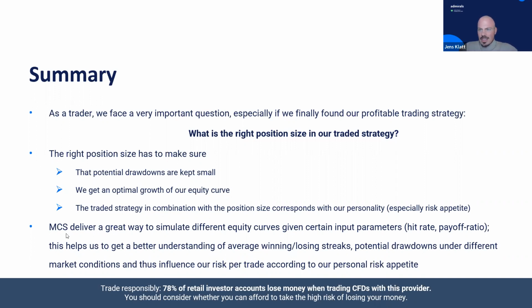What we learned today is that Monte Carlo simulations deliver a great way to simulate different equity curves given certain input parameters, in fact two: hit rate and the payoff ratio. And this helps us to get a better understanding of average winning and losing streaks, especially how long they last, and potential drawdowns under different market conditions. Thus it naturally influences our risk per trade according to our personal risk appetite, and gives us mental stability and more confidence in our trading. And this is where we close the cycle. It's how coin flipping really can have a positive impact on your overall trading.